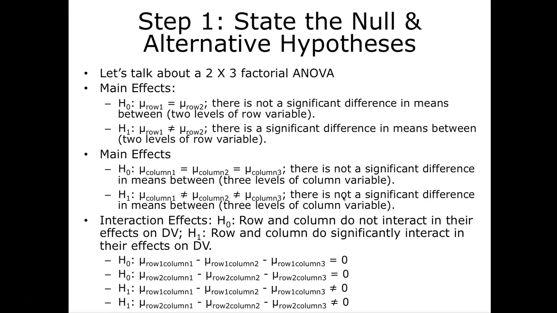And then our interaction effects, so this gets really complicated as we're trying to use this nomenclature. So we can say in words, row and column, whatever those variables are, do not interact in their effects on the dependent variable. And our alternative hypothesis, our research hypothesis, would be that row and column do significantly interact in their effects on the dependent variable.